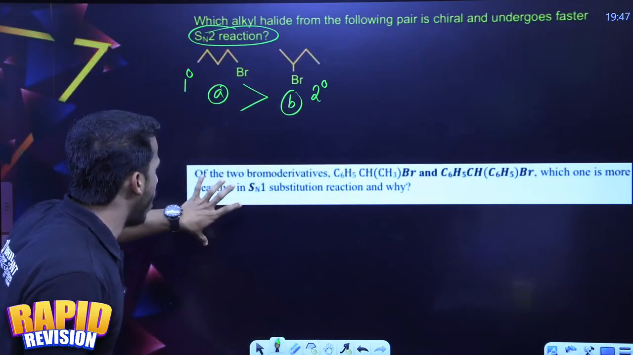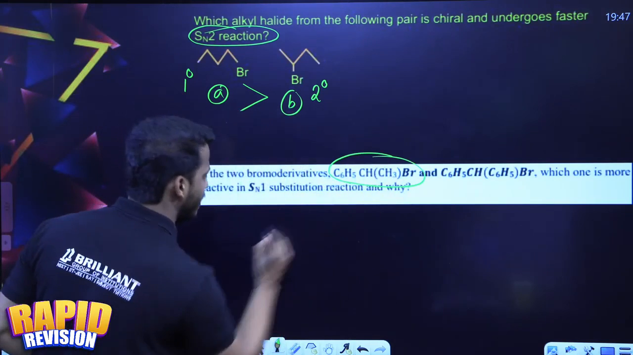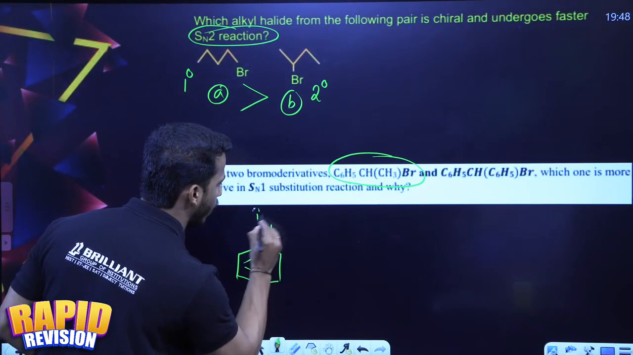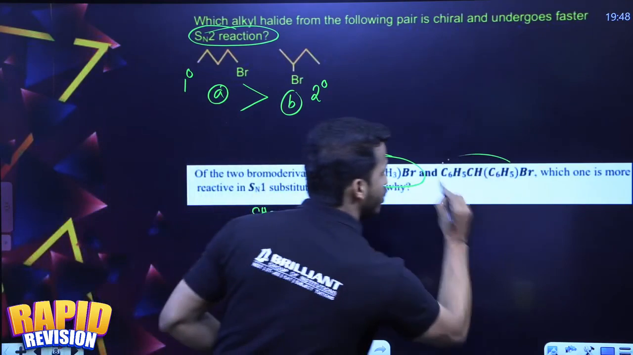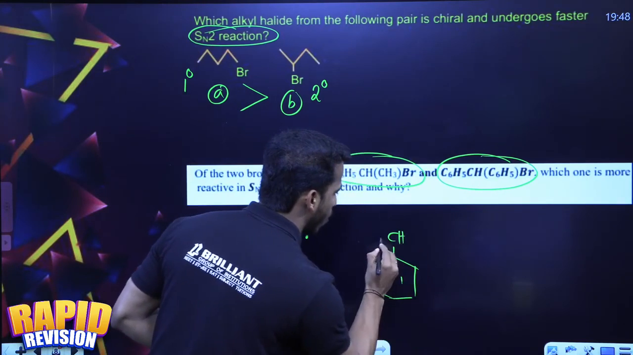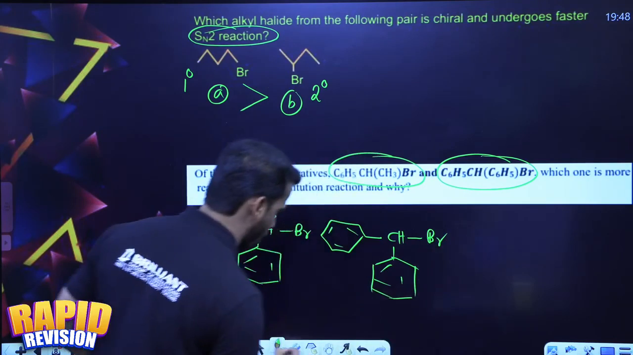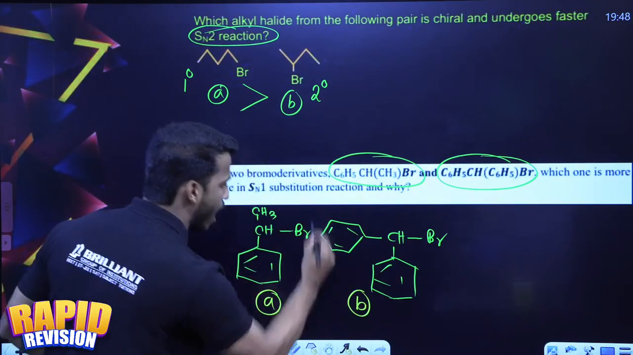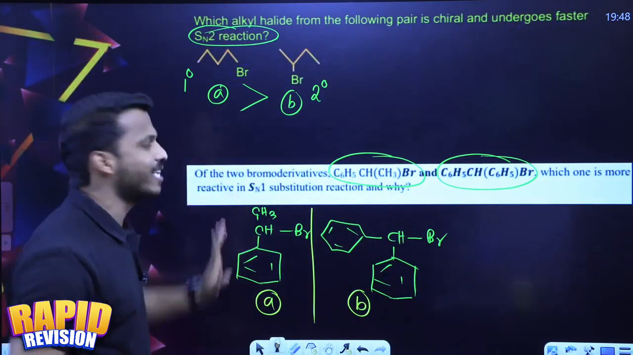Okay, done. Now, of the two bromo derivatives, let me draw the structure, all of you. That's given C6H5. What is C6H5? Phenyl ring. And with one CH, on which one CH3, and we have one Br. This is the first compound. Let me draw the second structure also, dear all. C6H5, CH, one more phenyl ring, and we have one more bromine. This is A, this is B. Which will be more reactive toward SN1 reaction?